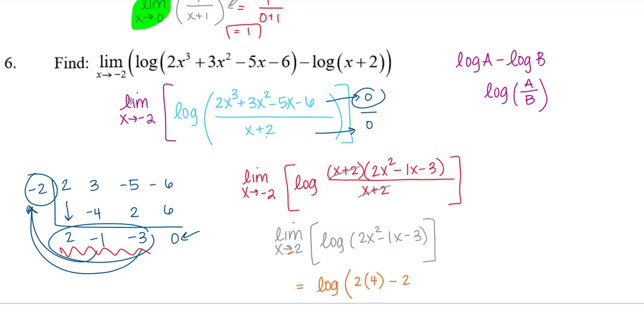You should be able to substitute in a -2, right? Limit as x approaches -2. So this will become plus 2 minus 3. So this will become log of 8 plus 2 is 10 minus 3 is 7. So this is one of those ugly irrational answers, so we're going to see some decimals here in our calculator when we check it.